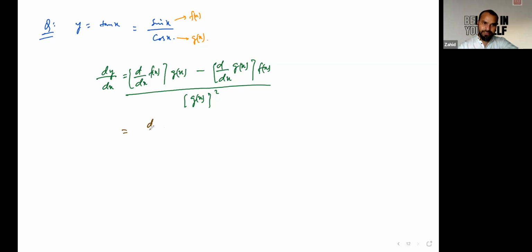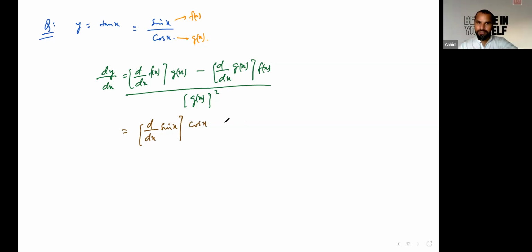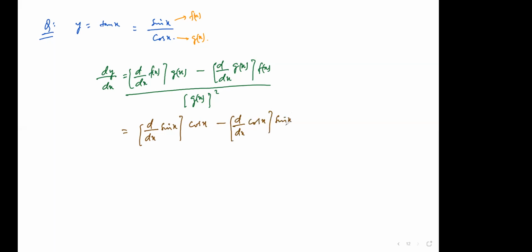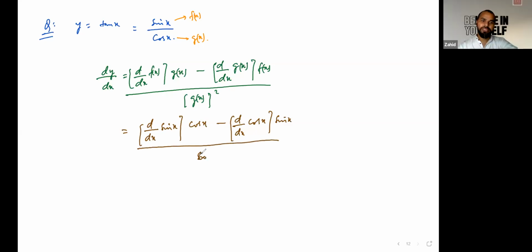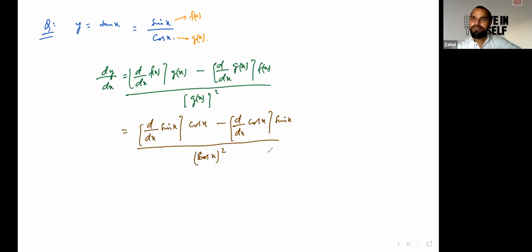So we can write it as d over dx of fx, it will be like this, multiplied by gx, minus the differentiation of the second part, that means cos x, multiplied by fx, which means sin x, and whole divided by the square of the denominator. So it will be cos of this. Is it clear to everyone?